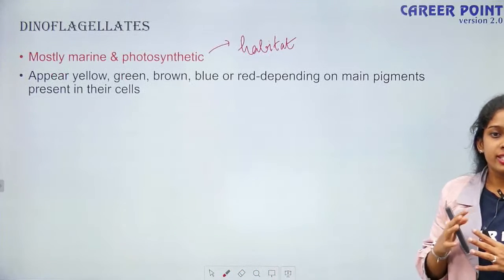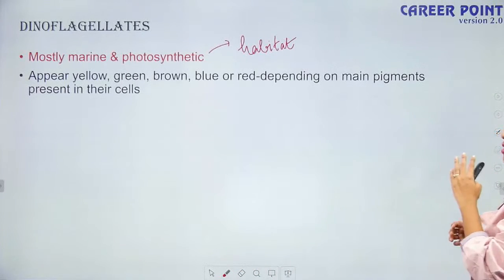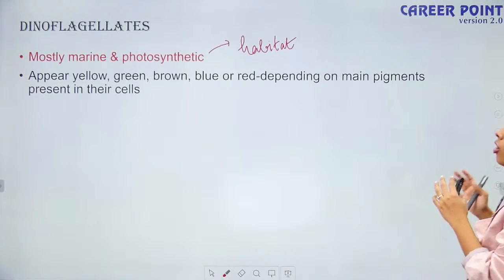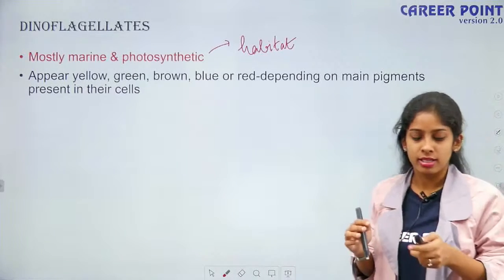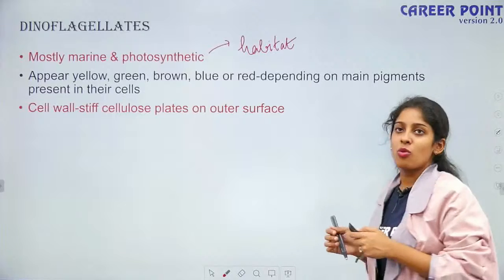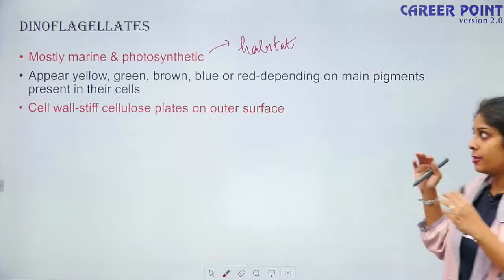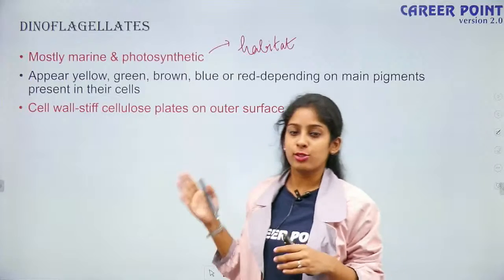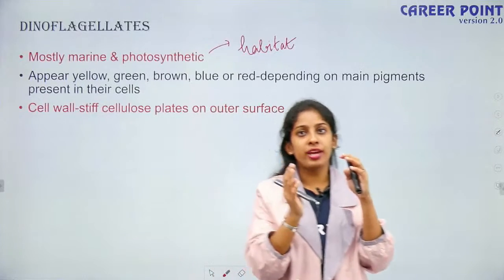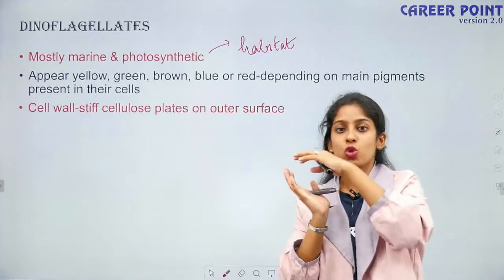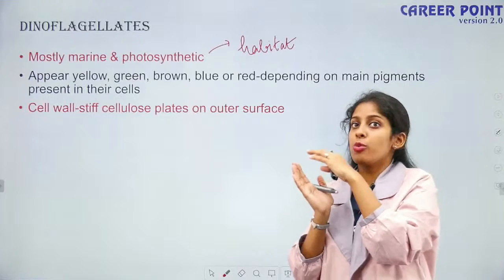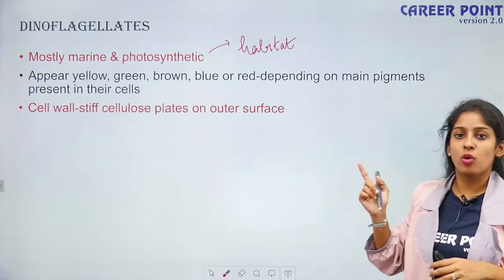They appear in various colors. They can appear in yellow, green, brown, blue, etc., depending on the type of pigment that is present. The cell wall is very stiff. It is made up of cellulose plates on the outer surface. Now hold on, we were talking about chrysophytes also. In chrysophytes, I told you the cell wall is like a soapbox, right? So there also the cell wall is hard. Here also the cell wall is stiff.